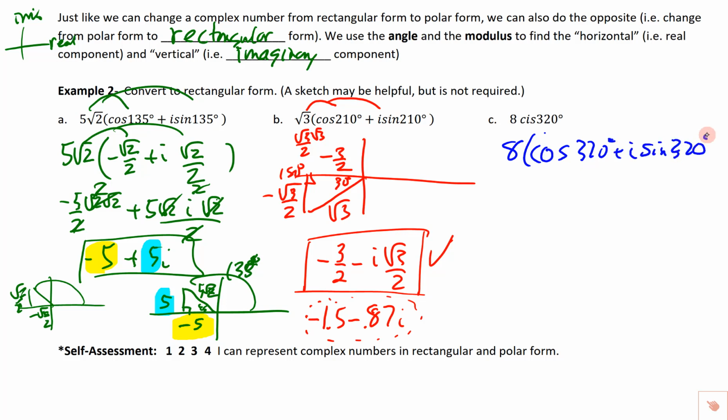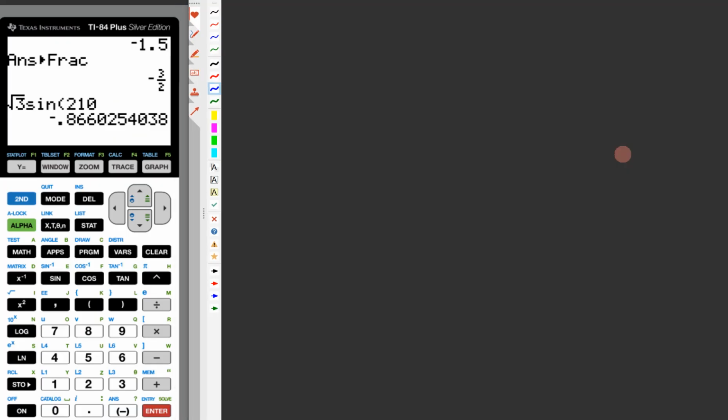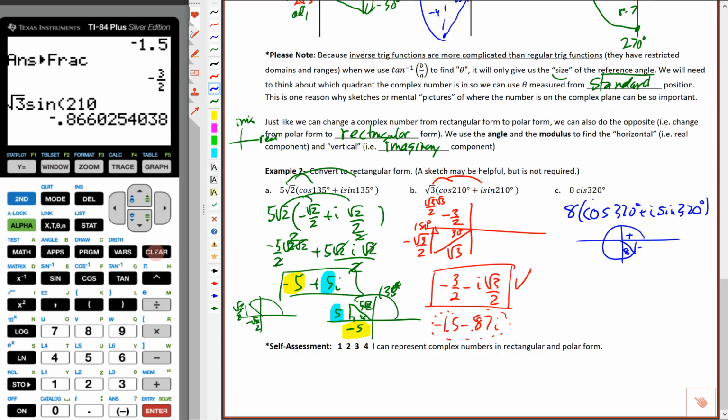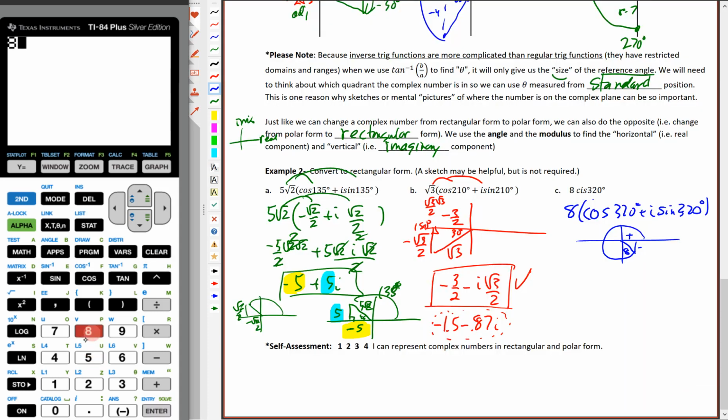And take a second and think about the angle 320 for just a minute. 320 is over here, all the way over there just a little bit, and we've got a radius, a modulus of 8. We're looking for a positive real part and a negative imaginary part. But the other thing is 320 is not a common angle, one that we would recognize. So I'm going to shrink this down and let's have the calculator find this for us. So we're going to type in 8 cosine 320, hit enter. So we get 6.13, a positive value right there.